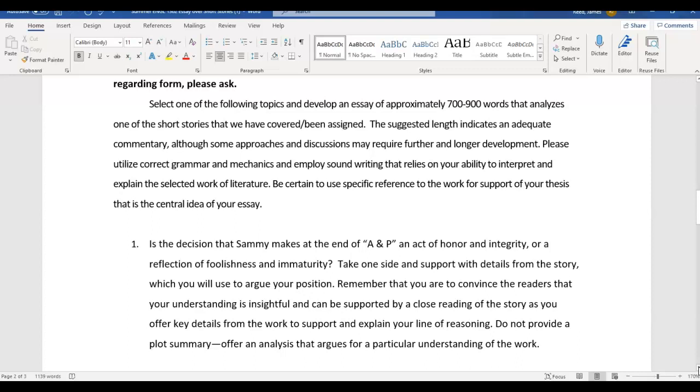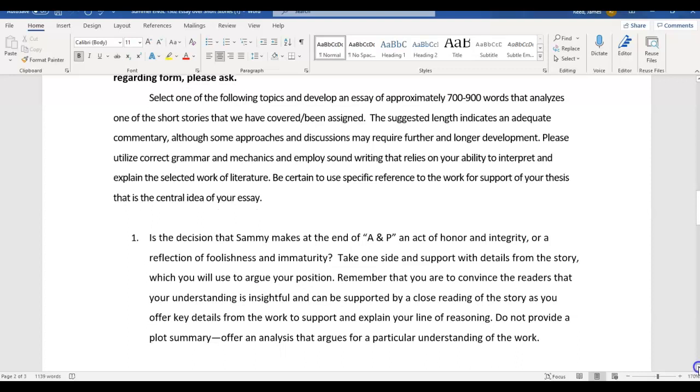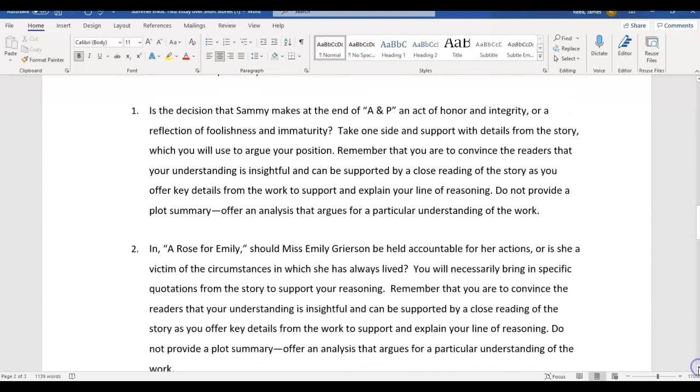As I mentioned earlier, no contractions for formal writing. No pronouns such as you. Don't address the reader. This is not a conversation. So I give you a choice of topics. The first one concerns A and P, and I ask you to decide what decision that Sammy makes, the decision that he makes when he leaves his job, he quits. Is that an act of honor and integrity, or is it simply a foolish, immature reaction?